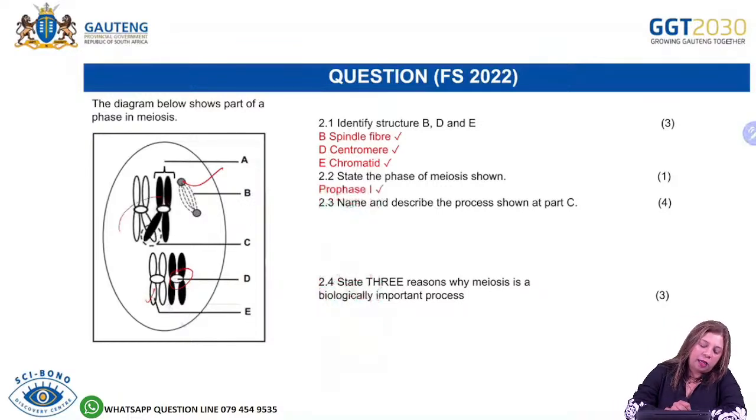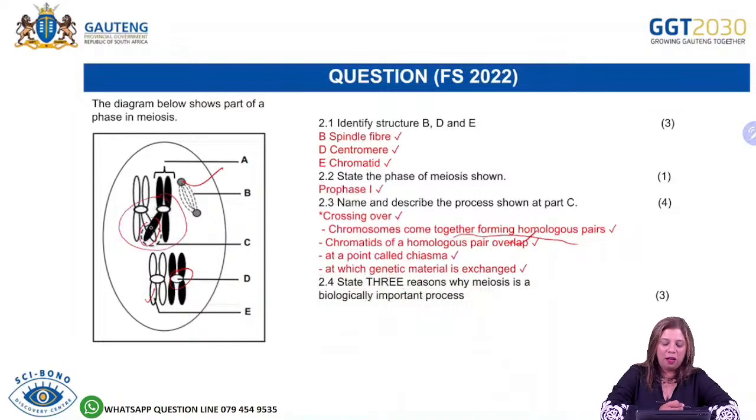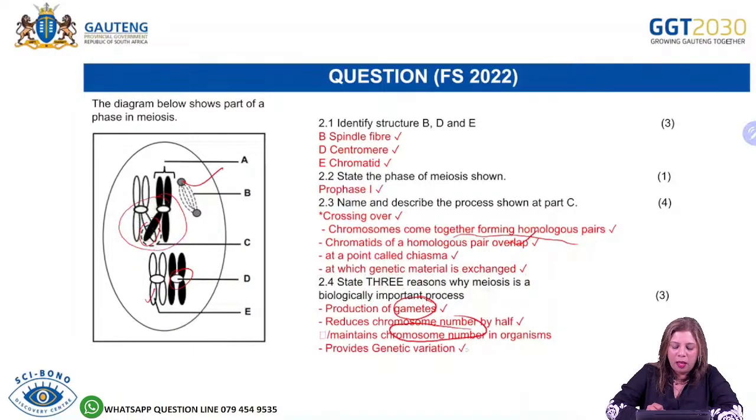So now you need to describe the process of crossing over, and we know that the chromosomes come together to form homologous pairs. They overlap. There you see them overlapping, and the point at which they overlap is called the chiasma, and genetic material is exchanged. This is all revision, so we're not going to be able to stop at every stop, okay? We have 3 reasons why meiosis is biologically important. This is important because we need to have gametes, and we need to maintain the chromosome number, and we need to have genetic variation. This is work that you have done in grade 10. So lucky for you, it is just a revision.